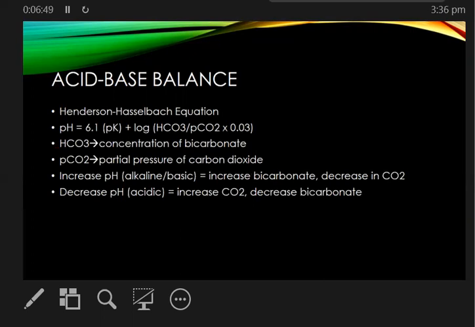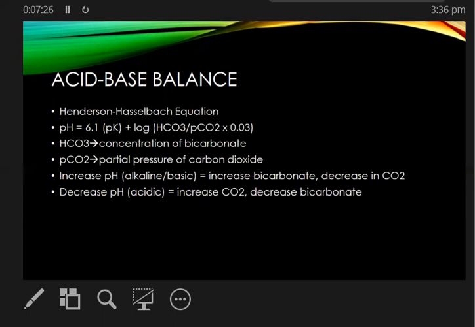Okay, so this is an important computation for your pH. What are the things that we have to know about your Henderson-Hasselbalch equation? For the formula, specifically, pH is equal to 6.1. This 6.1 is actually the acid dissociation constant, or your pKa.